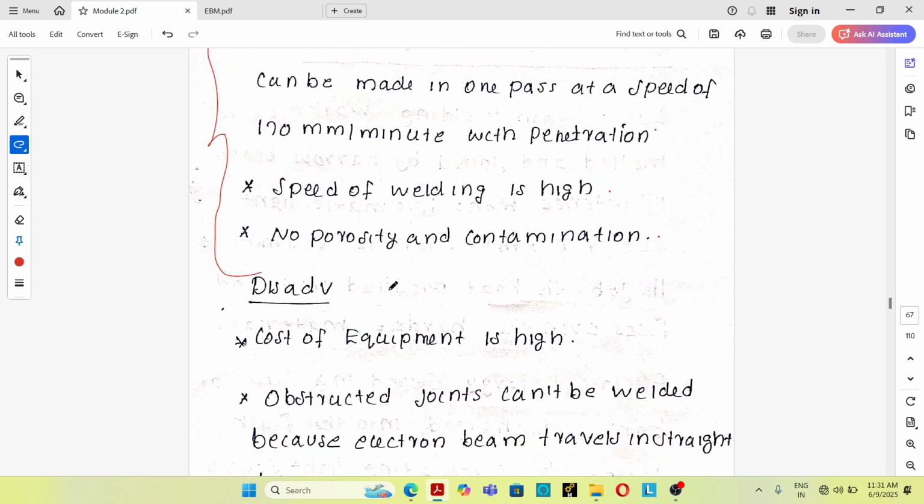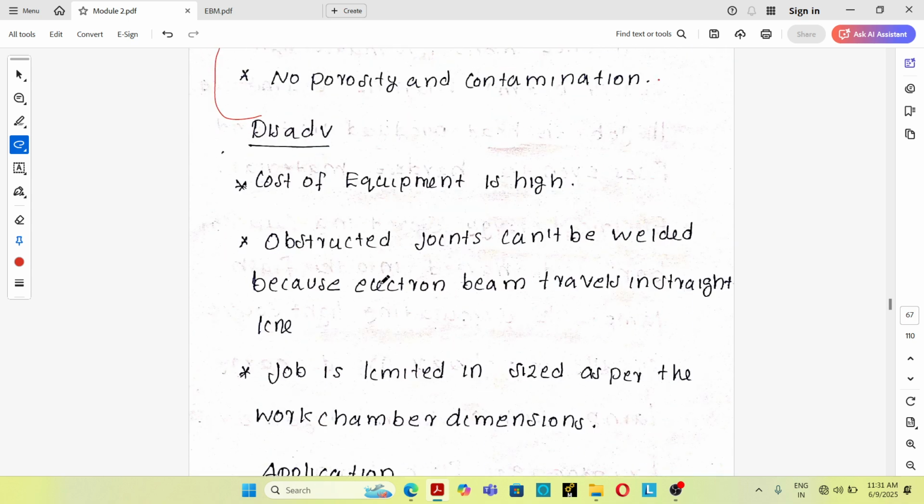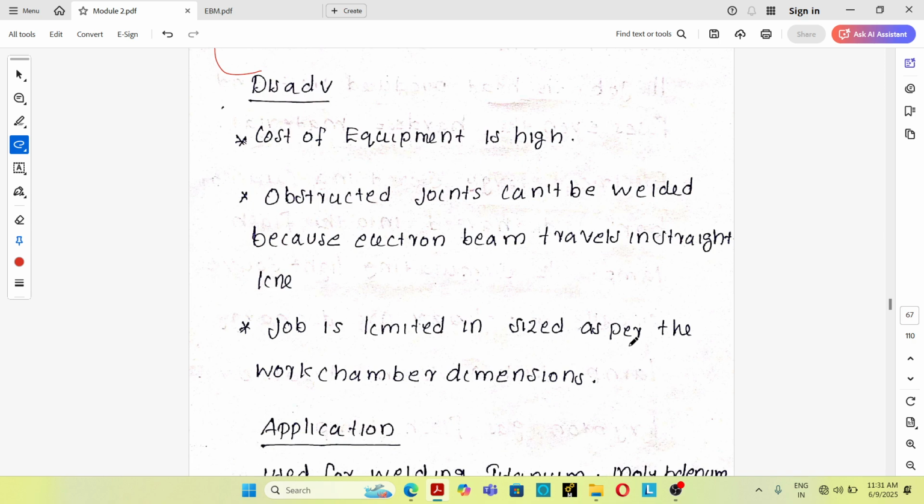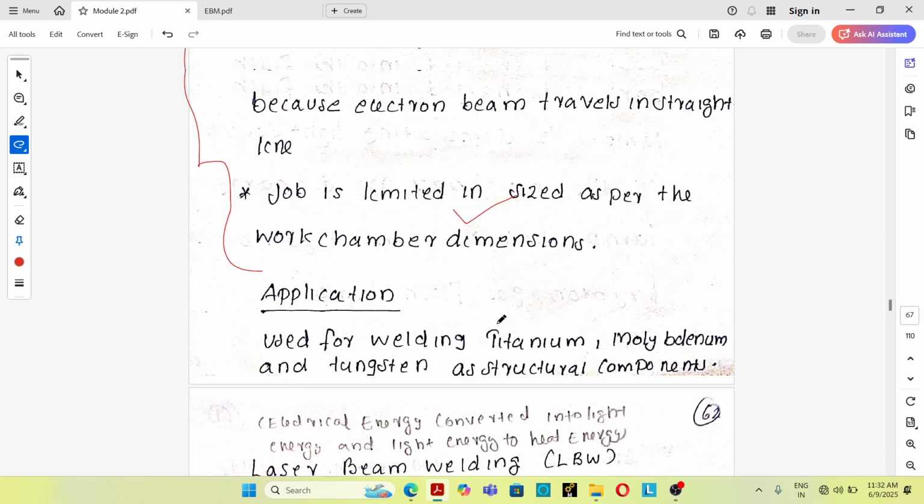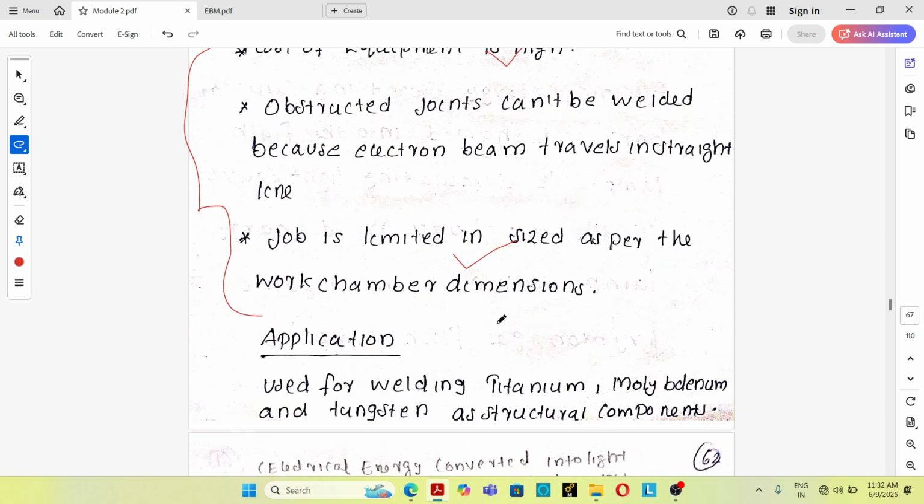The disadvantages are that the cost of equipment is high. Obstructed joints can't be welded because the electron beam travels in a straight line. Job size is limited by the work chamber dimensions. So these are the disadvantages: cost is very high, obstructed joints cannot be produced, and job size is limited. And applications: electron beam welding is commonly used for welding very costly materials like titanium, molybdenum and tungsten. This is the main application of the electron beam welding process.